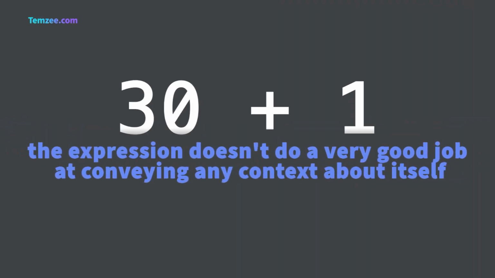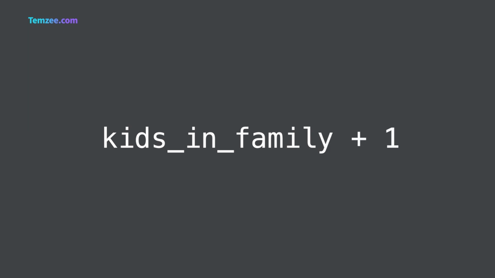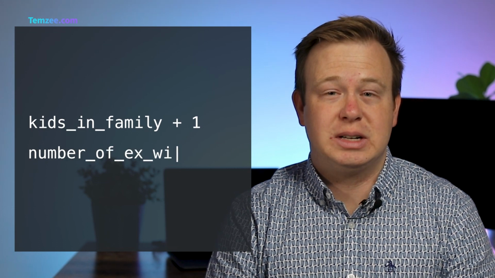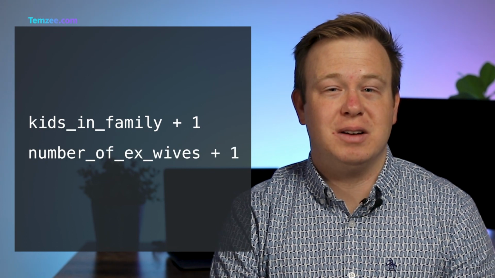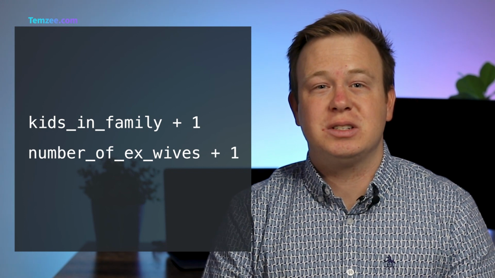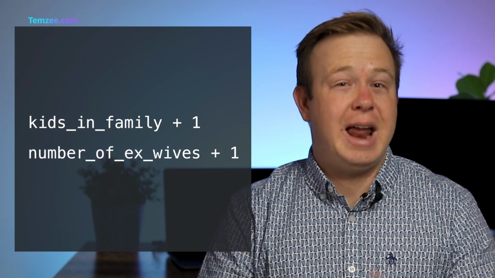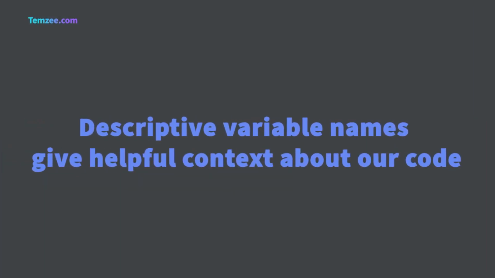The expression itself just doesn't do a very good job at conveying any context about what it's doing, why it exists, why it's there, etc. Now, imagine instead that the line of code was this, kids in family plus 1. Because of this variable name, this line of code means something very different to the reader than, for example, this line of code, number of ex-wives plus 1, right? Both very simple expressions, but the variable names make those two lines of code pretty distinct, pretty different, and have different meanings to the reader. Descriptive variable names give helpful context about what our code is doing, and it makes our code more readable. It makes it easier for the person who's reading it to understand what it's doing at a glance.